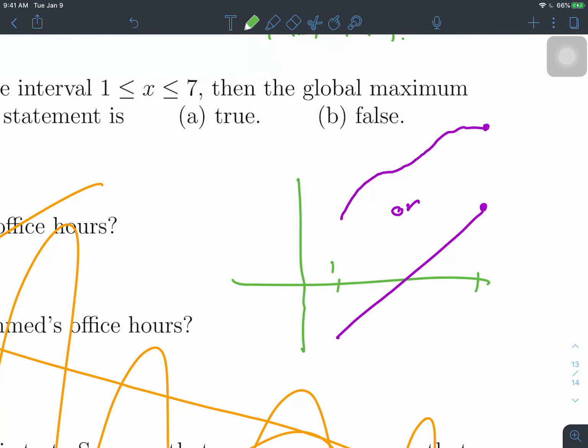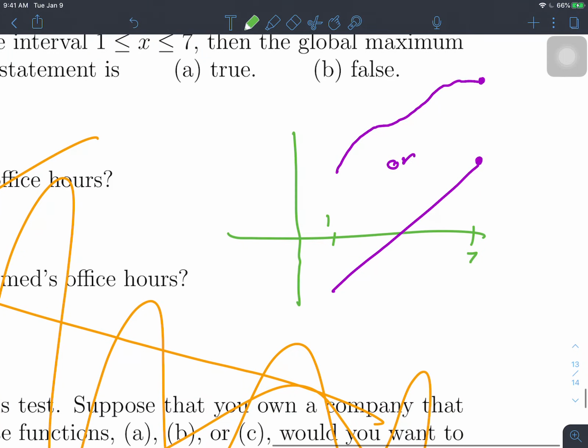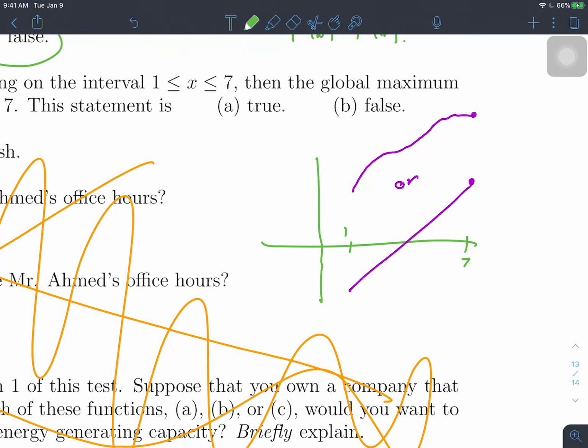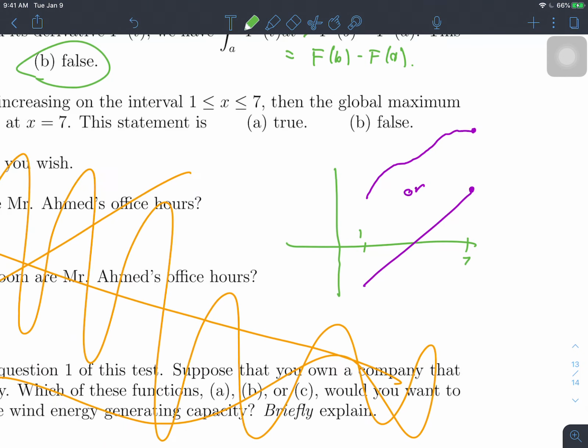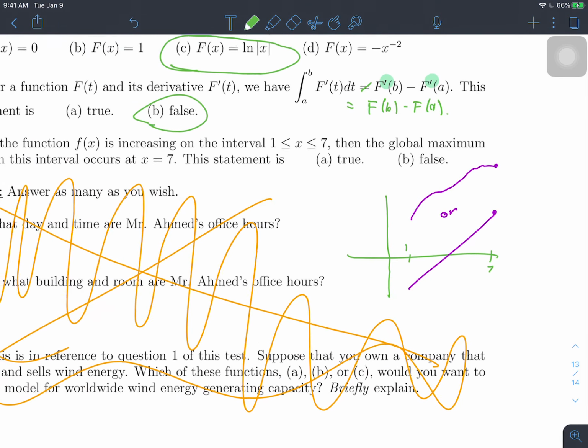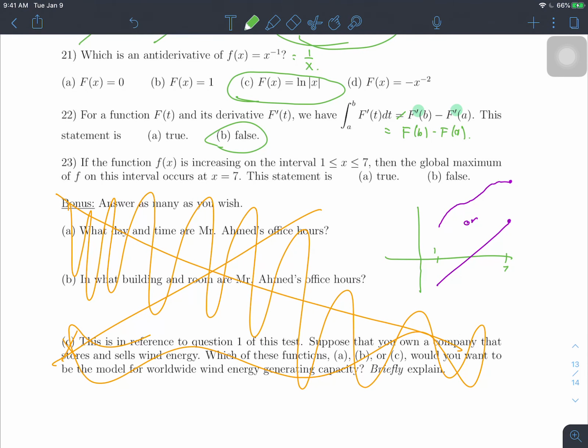And from drawing the picture, I think it's going to be relatively clear that if we have a function which is going up, then the global maximum on the interval from 1 to 7 is going to occur at the right-hand side of the interval, because the further to the right we go, the higher our function rises, and so there's really no other place where it could occur.